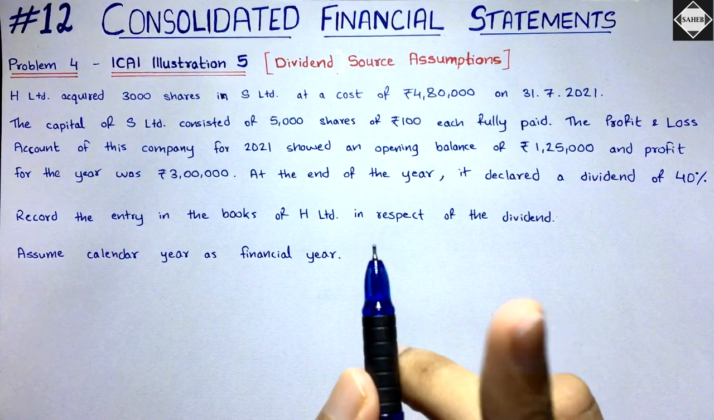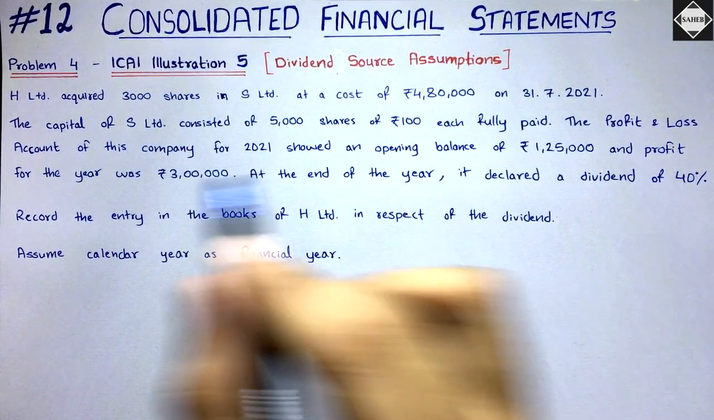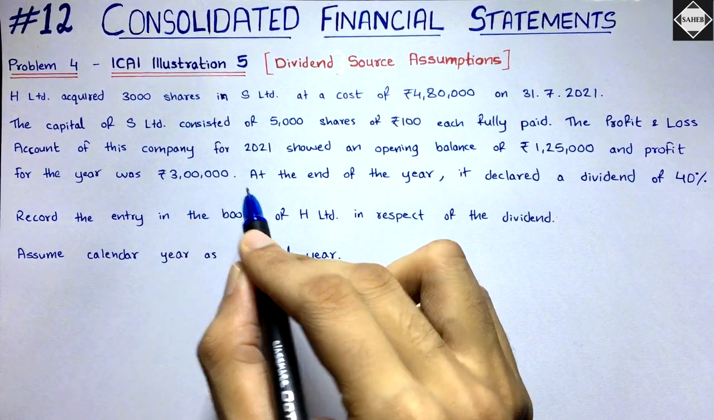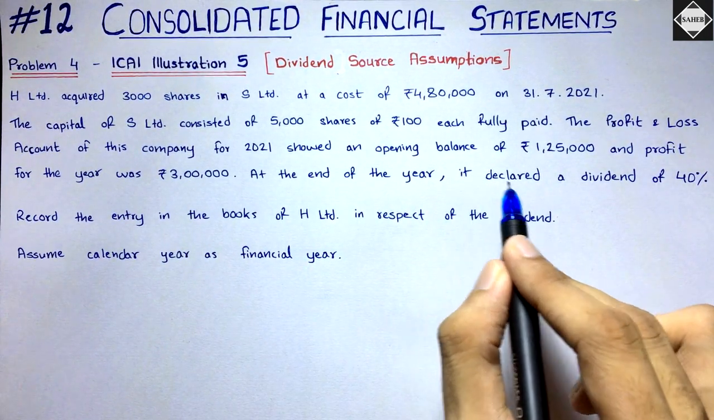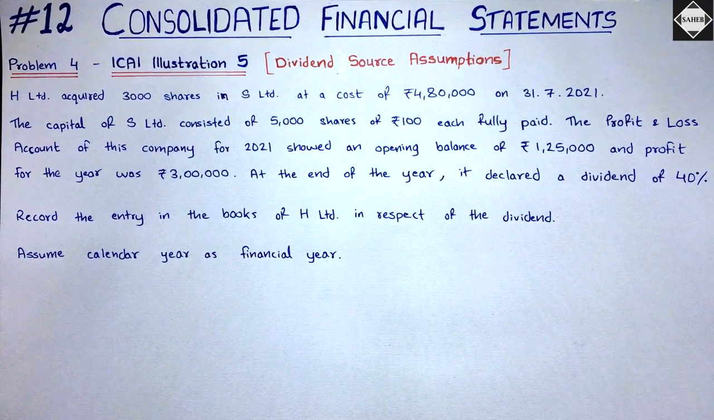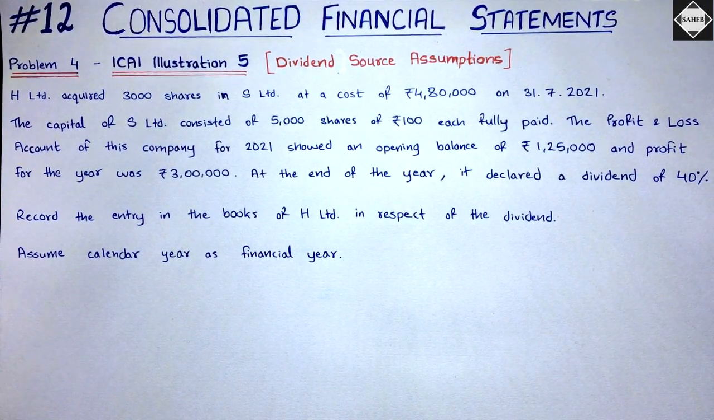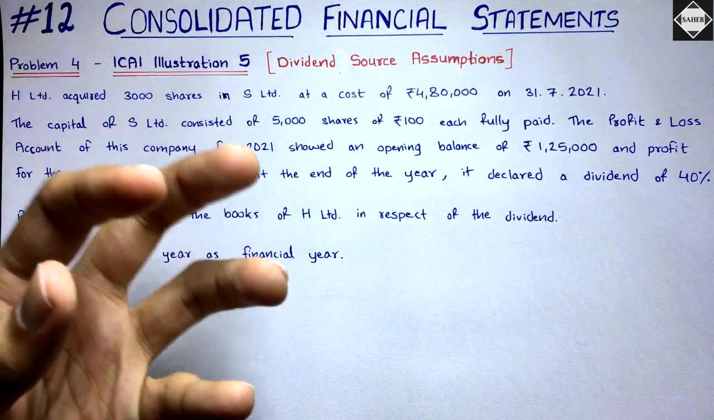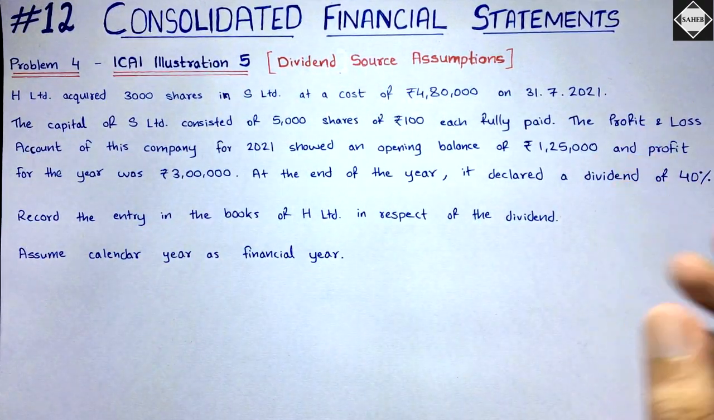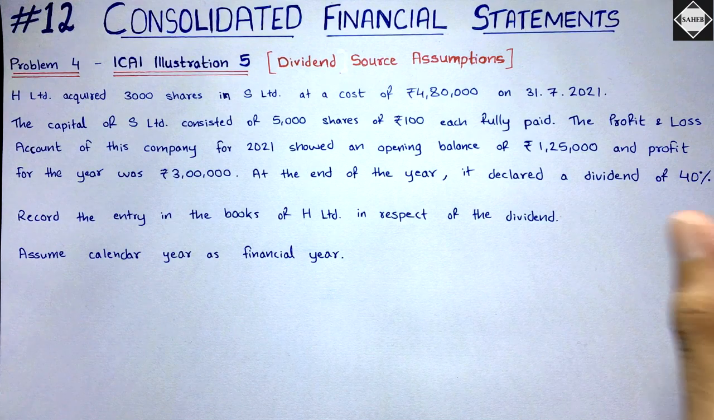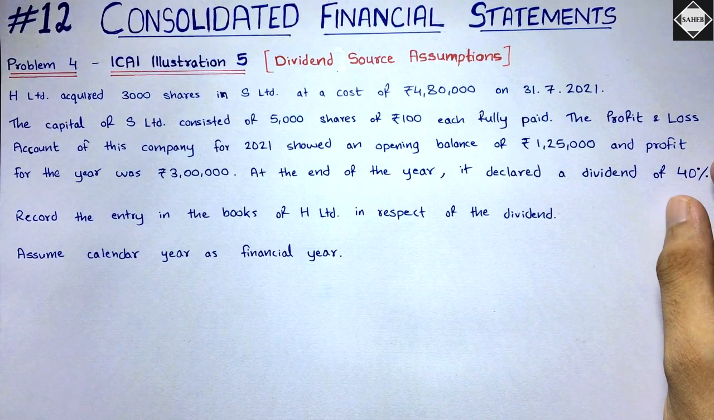Now this is a very important line. Let's read this again. And profit for the year was 3 lakh, and then at the end of the year the subsidiary company declared a dividend of 40%. This is a very critical line. They are saying that the current year profit of 3 lakh has been earned, and then at the end of the year, on the last day, a dividend of 40% has been declared.